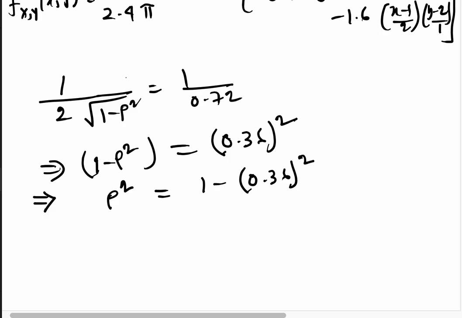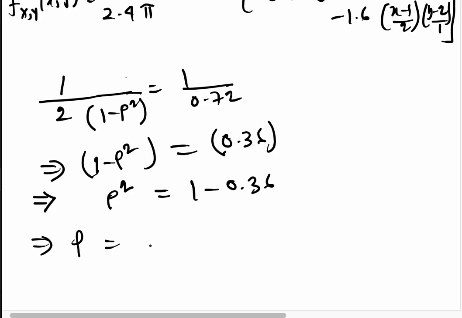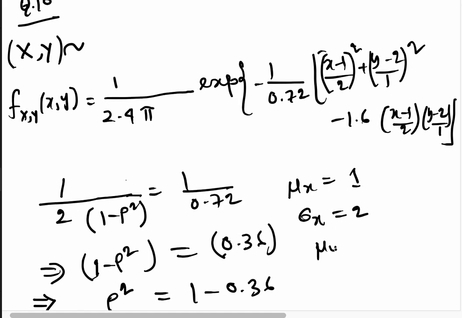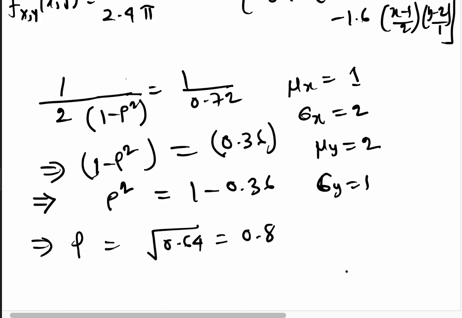Okay, I made a mistake. One thing I did not get is that this root is not there, so that means 1 minus rho square is 0.36, so rho is root over 0.64, which is 0.8. The value of mu x is 1, sigma x is 2, mu y is 2, and sigma y is 1. So we got all the values.